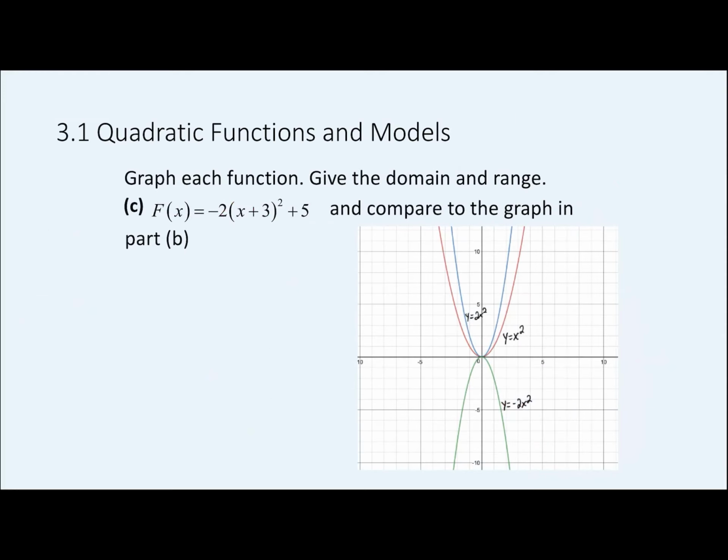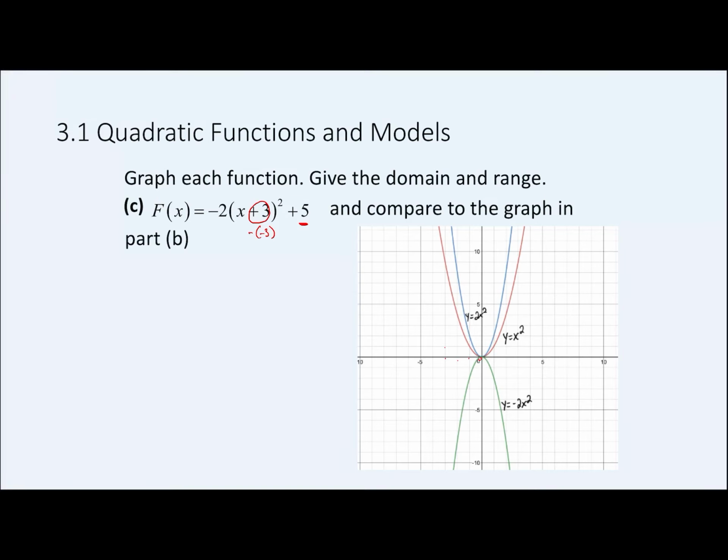Remember that a is going to tell us if it opens up or down and how wide or narrow it is. The opposite of this, -h, will tell us to move right or left. And then k tells us how much to move up or down. If you look at this equation, let's do the left and right and up and down first, because we know it's going to be a parabola, right? Again, we see the power of 2. This 5 tells us that this graph is going to be shifted up 5 units. So we know that we're going to go up 5 units from the origin.